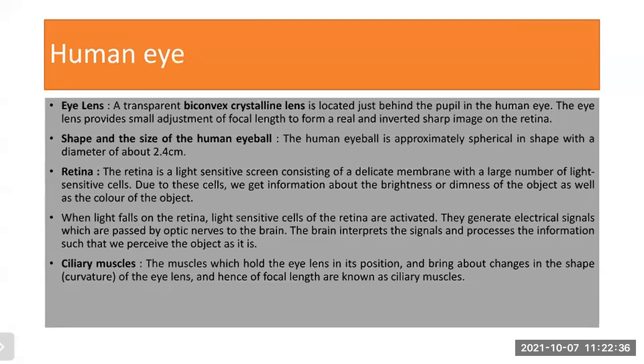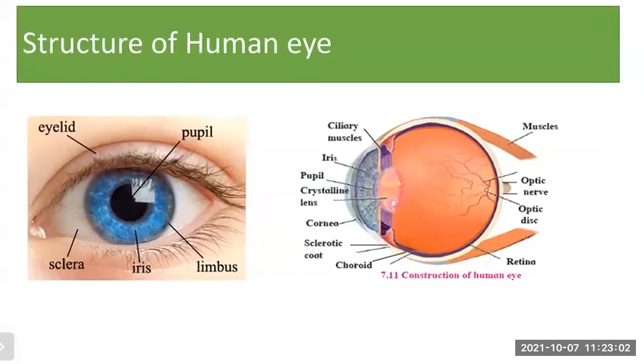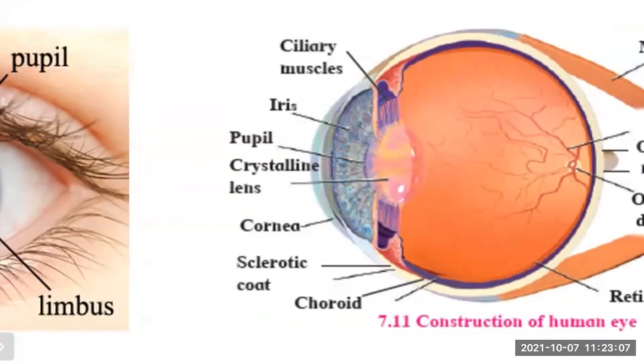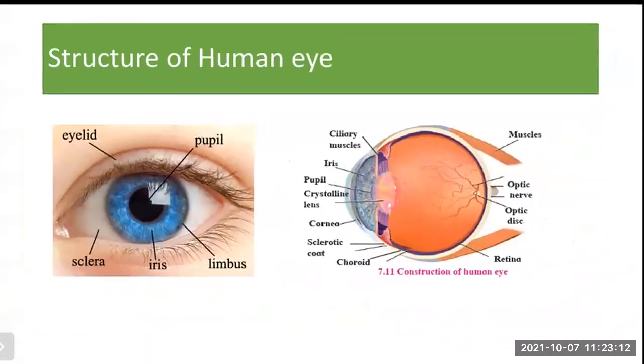Okay. What is the role of the ciliary muscle? To hold the eye lens. Remember this thing. It holds the eye lens and brings about the changes in the shape of the eye lens. And as the shape of the eye lens will change, obviously the focal length will change. Got it? So let us see the ciliary muscles. Here you can see the ciliary muscles. So it holds that eye lens. Got it?